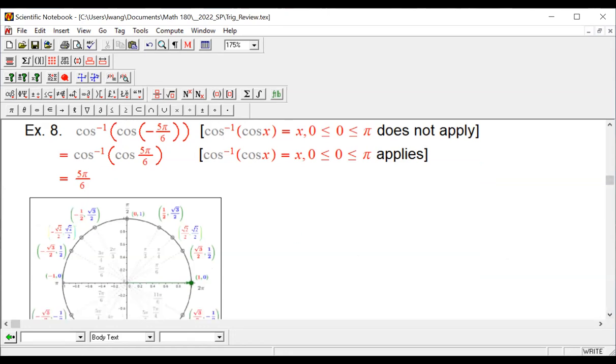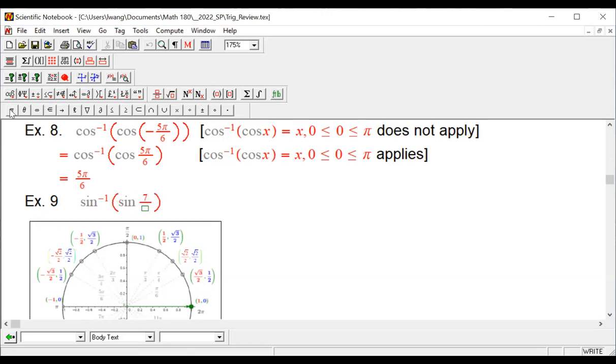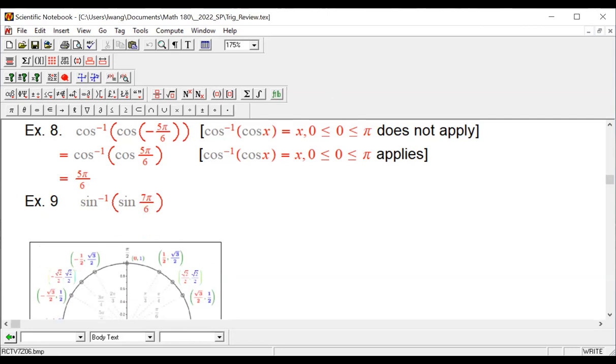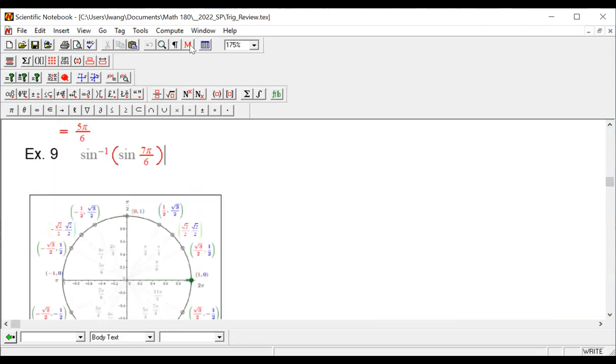Now, example number 9. We have arc sine of sine of 7 pi over 6. Does the shortcut apply? No, it doesn't. It does not apply. Too bad, but we know what to do, right?